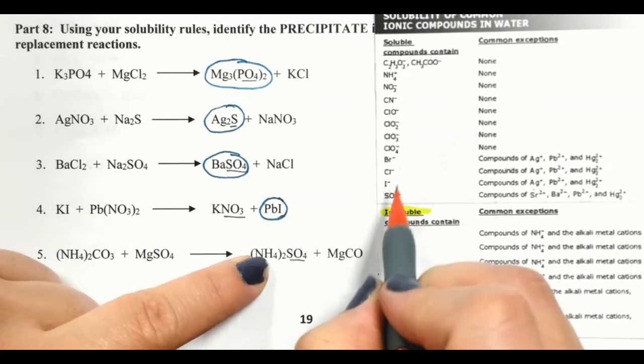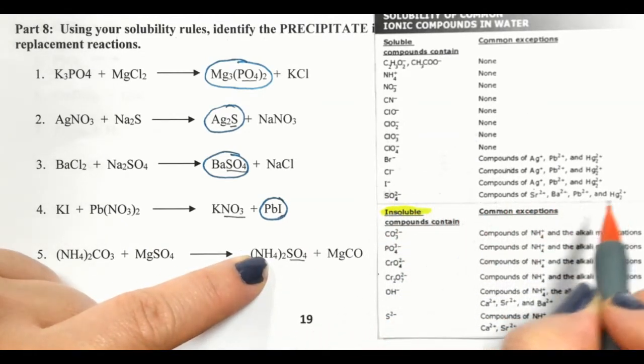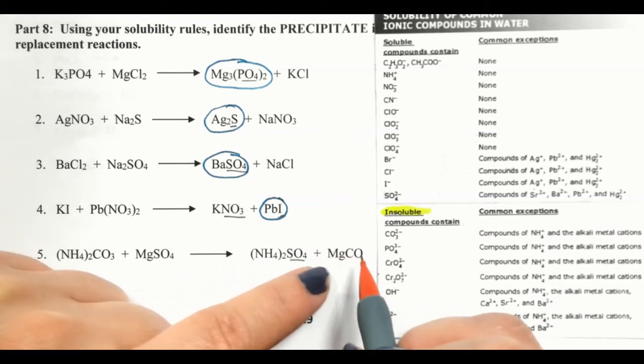Finally, number 5 is we have sulfate there. And then ammonium. So there's sulfate. If you look to the right, ammonium is not an exception. So this is soluble. It's not our precipitate.